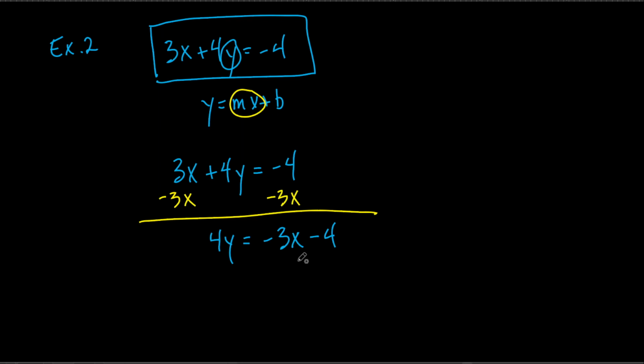And we're almost done changing it into slope-intercept form. We're almost done. One more step. Remember, what are we trying to do? We're trying to get y by itself, aren't we? So I got to get rid of that 4. How do I get rid of the 4, Candace? I divide both sides by 4.